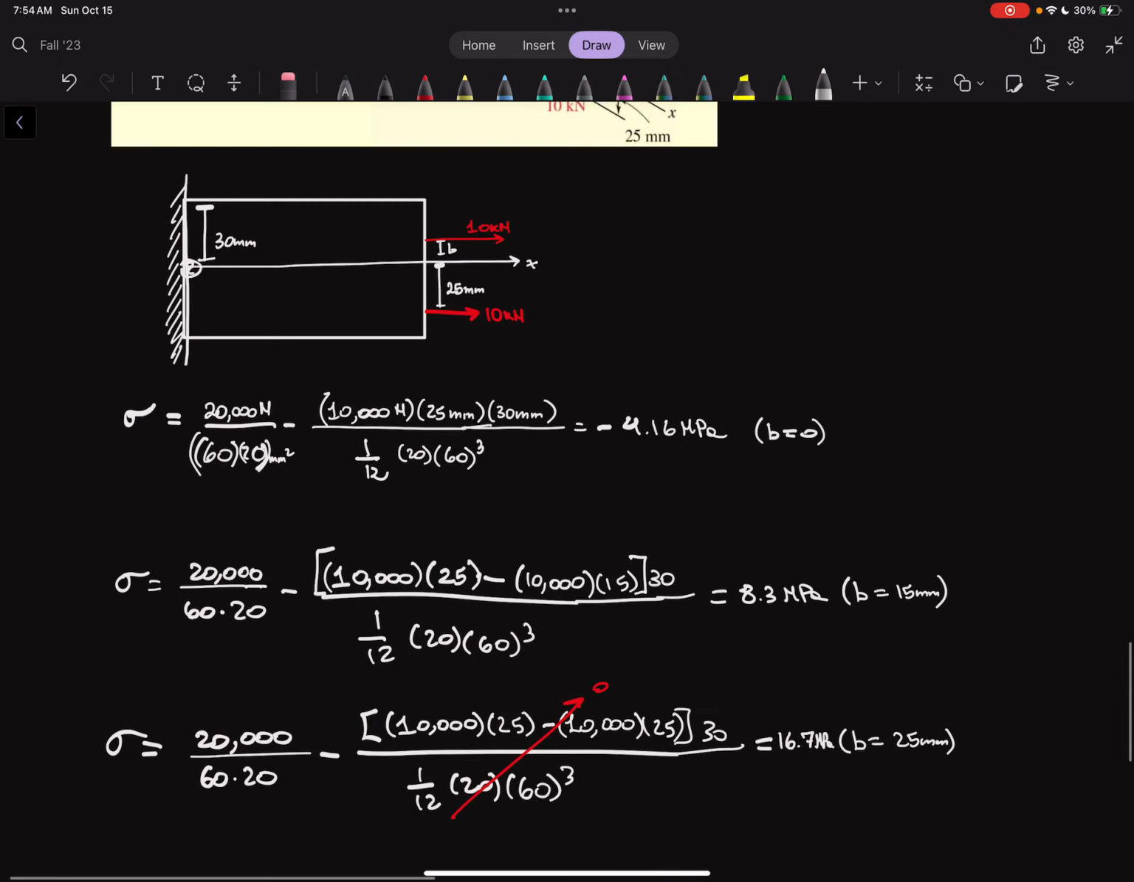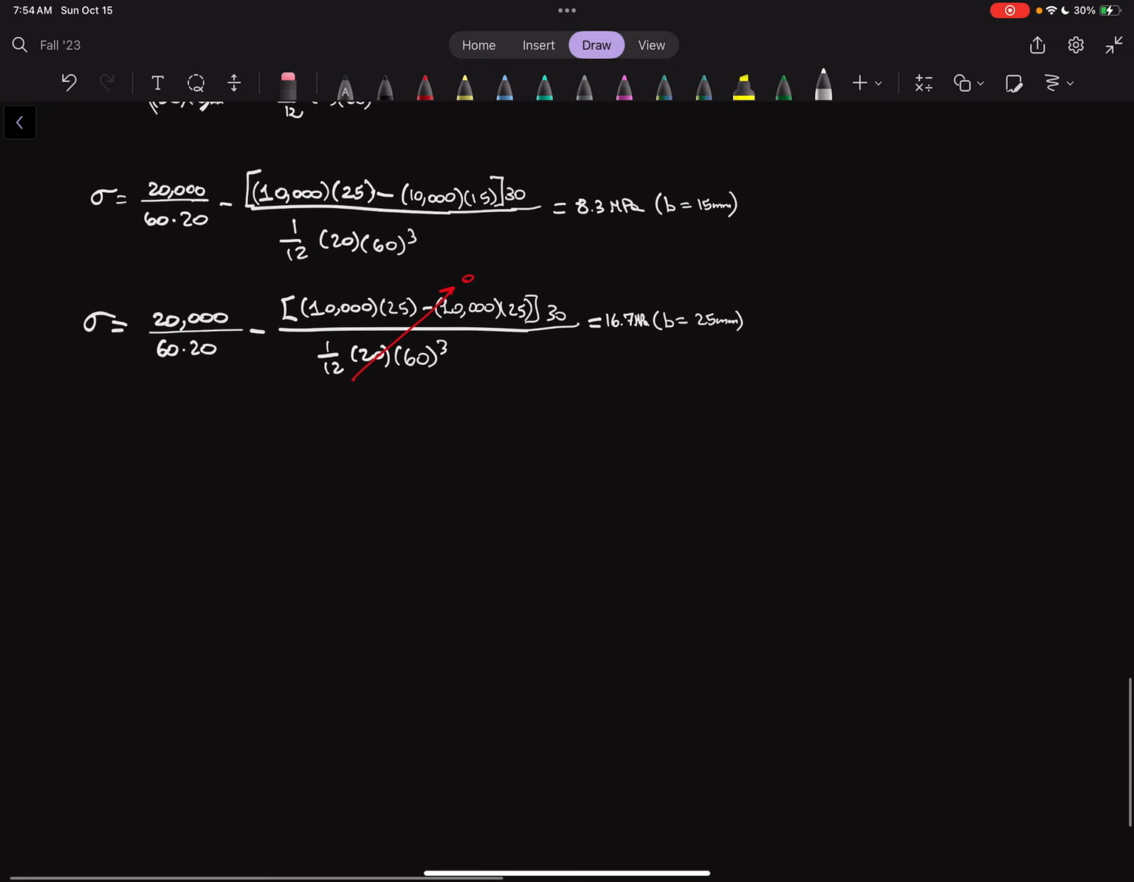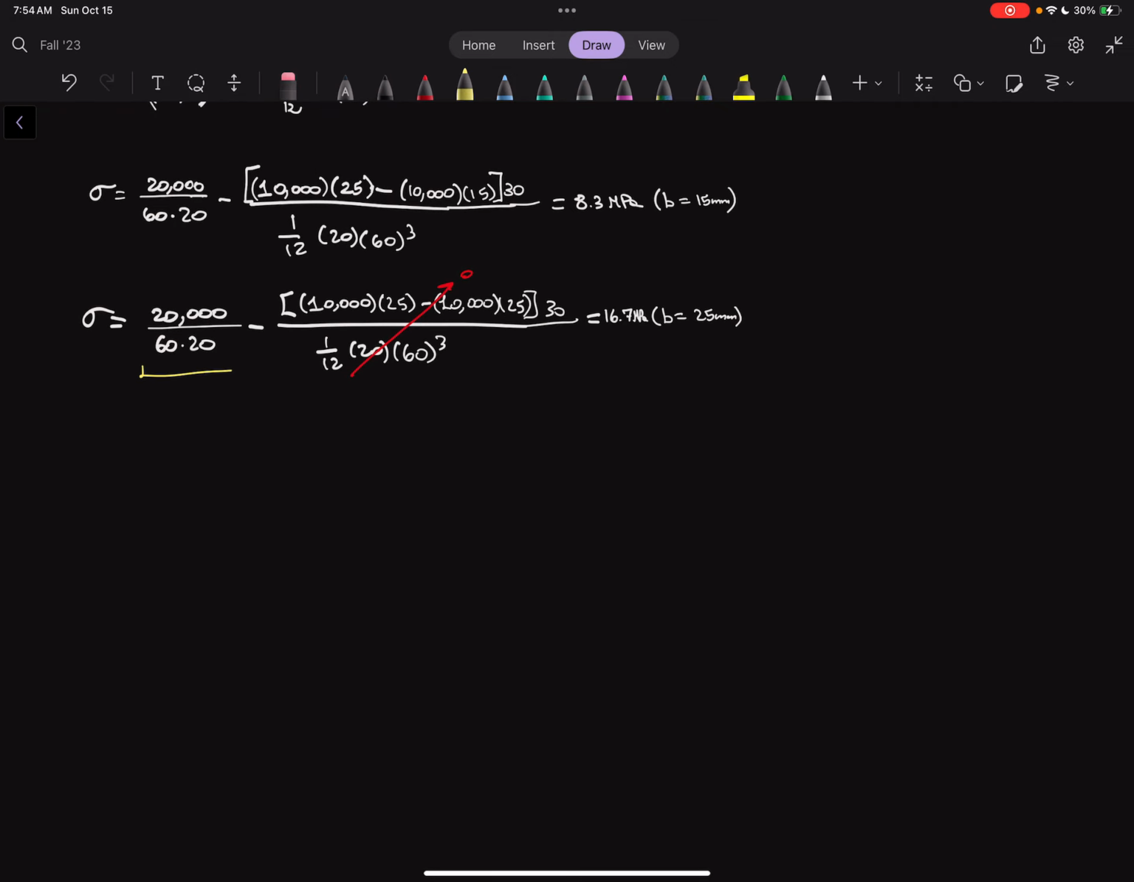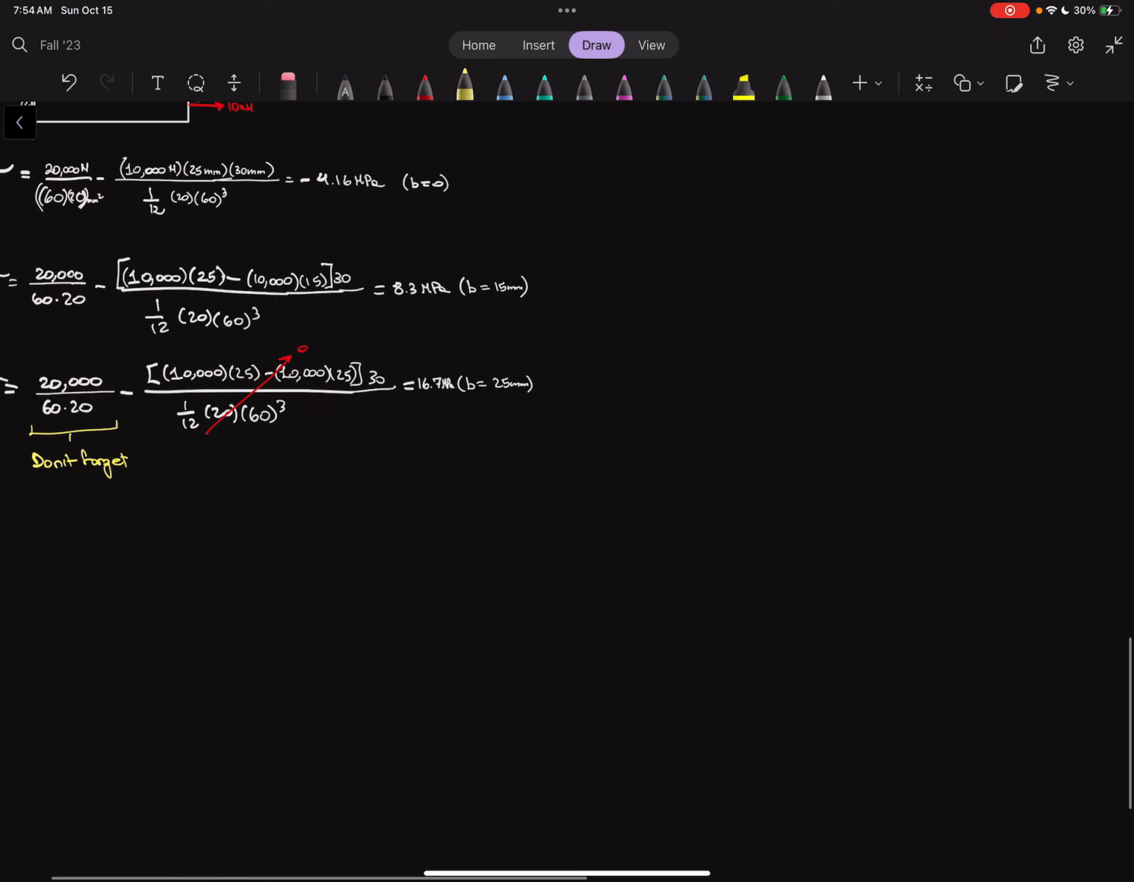All right. So I hope this was useful. So one of the big items is, don't forget this term. Don't forget. For eccentric axial loading, it's easy to forget.